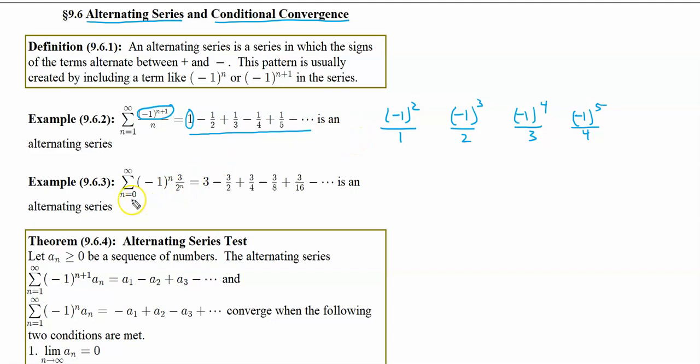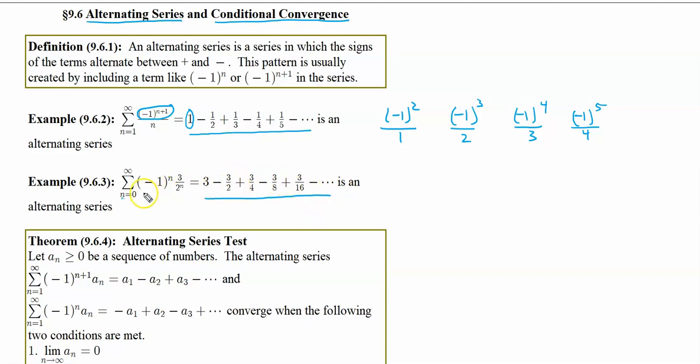Now here's another example here. In this example we start out with n equaling 0 instead of 1, so you'll see that oftentimes. So we have (-1)^n times 3 over 2^n. Now that will create this series: 3 minus 3/2 plus 3/4 minus 3/8 plus 3/16, and so on.